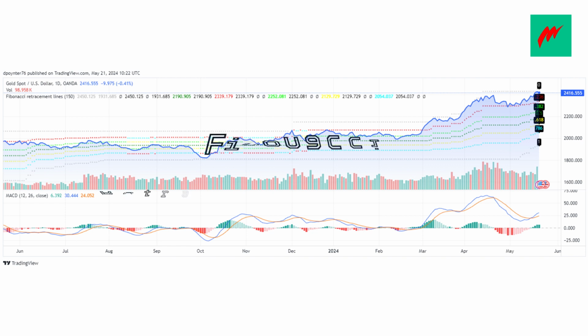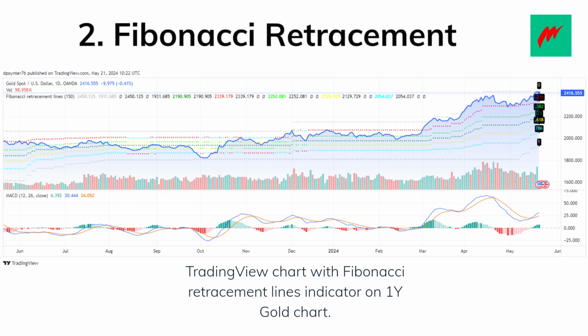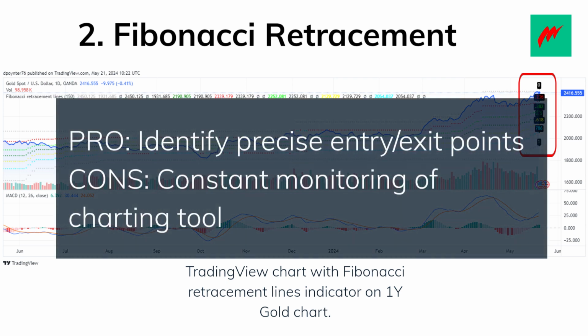2. Fibonacci Retracement Strategy. This technique uses Fibonacci levels to identify potential support and resistance levels. Traders use these levels to predict possible price reversals. Pros: helps in identifying precise entry and exit points. Cons: requires a good understanding of charting tools.